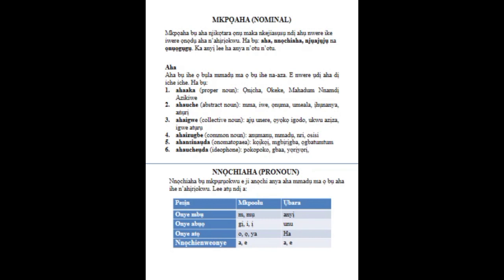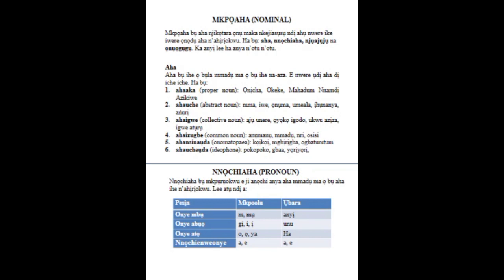Mkpọaha bụ aha njikọtara ọnụ maka nkeji asụsụ ndị ahụ nwere ike iwere ọnọdụ aha n'ahịrị okwu. Ha bụ aha, nnọchiaha, njụajụjụ na ọnụọgụgụ. It means that nominals are those parts of speech that could take the position of a noun in a sentence, and they include aha, noun, nnọchiaha, pronoun, njụajụjụ, interrogative, and ọnụọgụgụ, number. Let's look at them one after the other.